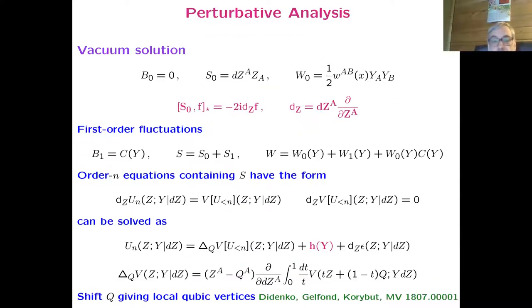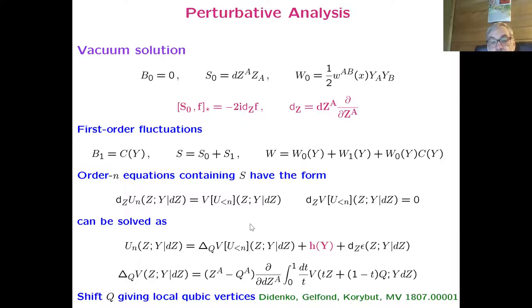Then one develops perturbative analysis. Well, the important part is associated with the field S. Field S at the lowest order behaves as the differential in the Z variables. And this means that one can expand order by order. I have explained this in the lectures, but the main equation looks like this. So d_Z of some unknown at every next order is expressed in terms of the previously obtained objects. And that can be solved.